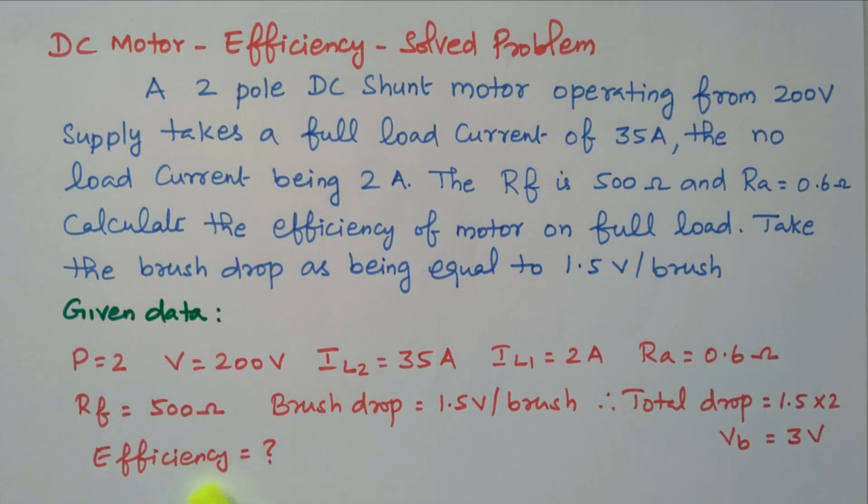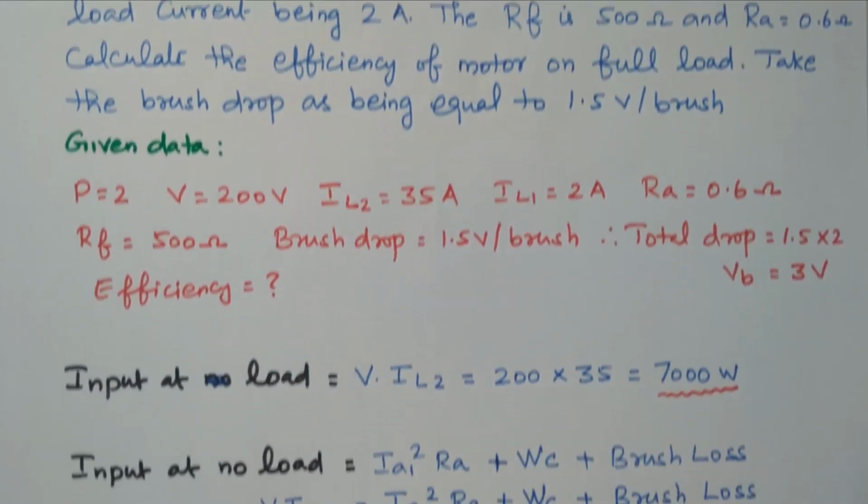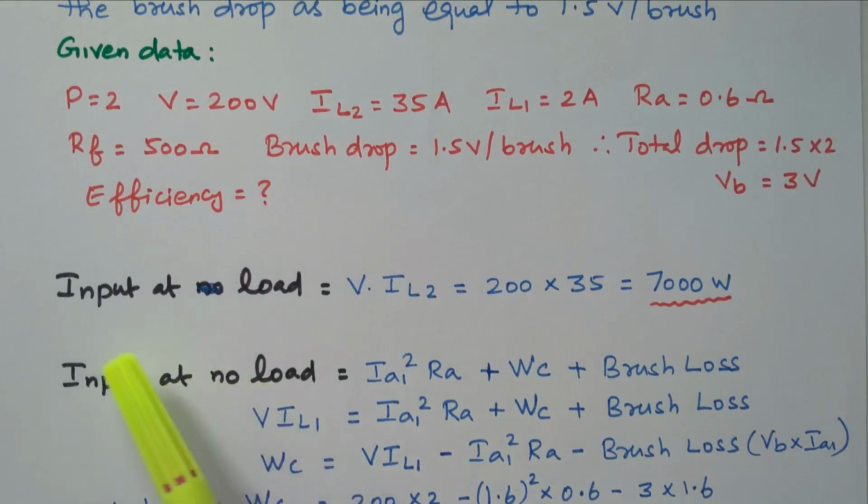We need to find the efficiency of the motor. We know that the formula for efficiency is output power divided by input power into 100. So we need to find the input power as well as the output power. The input at load is V into IL2. So V is 200 into IL2, the full load current, 35. So 7000 watts is the input at the loaded condition.